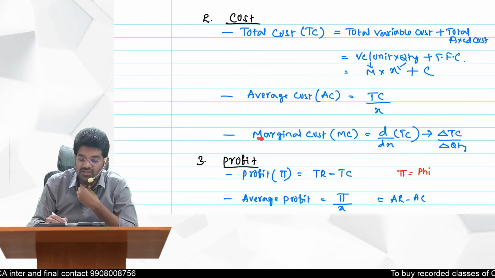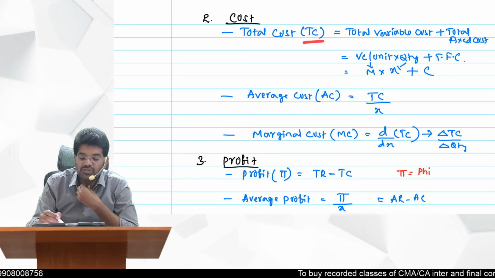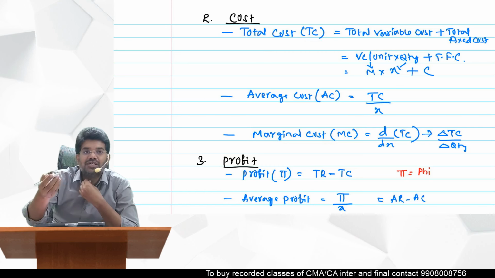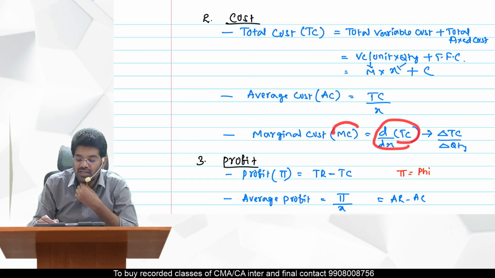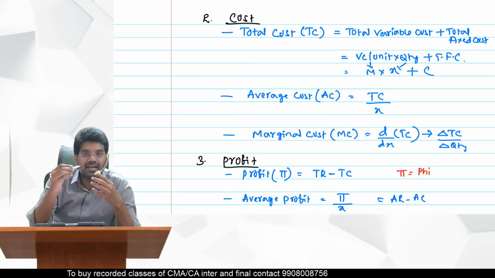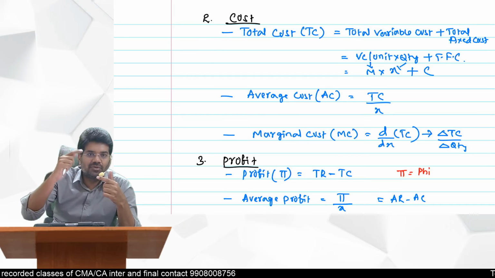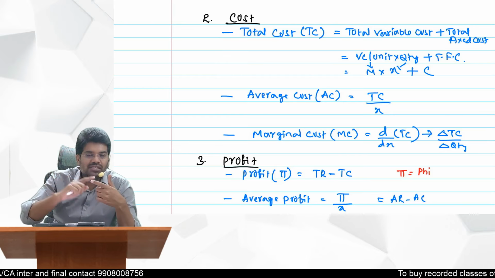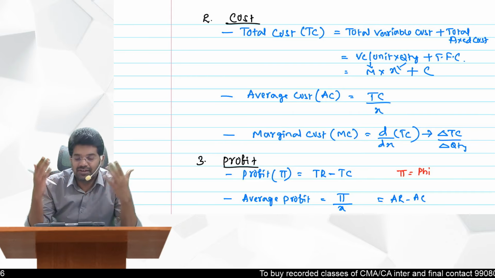How do you get marginal cost? The change in total cost with respect to change in output is your marginal cost. This is nothing but the first order derivative. d by dx of total cost is called marginal cost. Remember this, MR and MC. Change in total revenue with respect to quantity, that is MR. Change in total cost with respect to quantity, one unit, that is MC. The first order derivative.